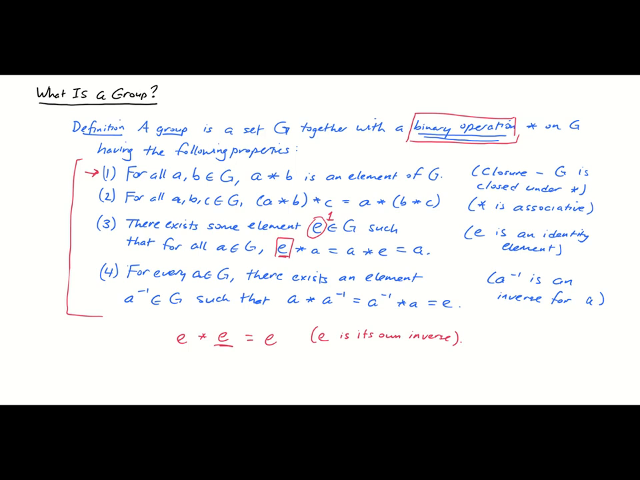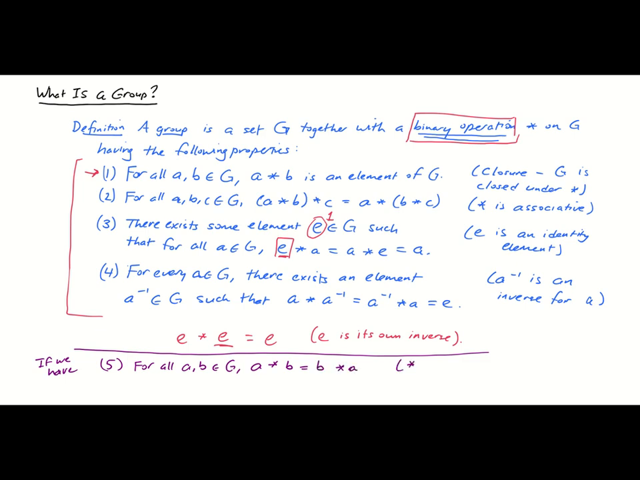There is an additional property that a group might have, but it's optional. So I'll call this property 5. But I'm going to block that off just to make sure it's very clear that we only need properties 1 through 4 for a group. So if we have this additional property that for all A and B in G, A star B is equal to B star A, then we say that the operation star is commutative.